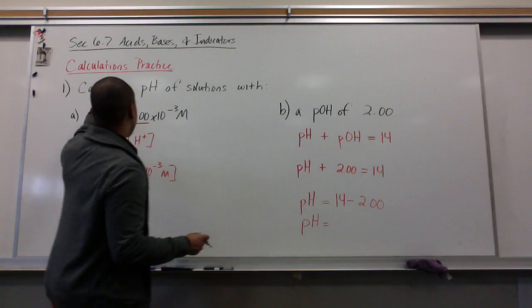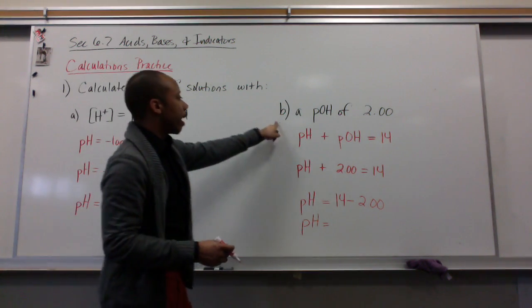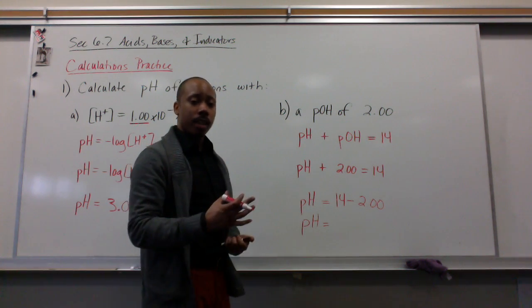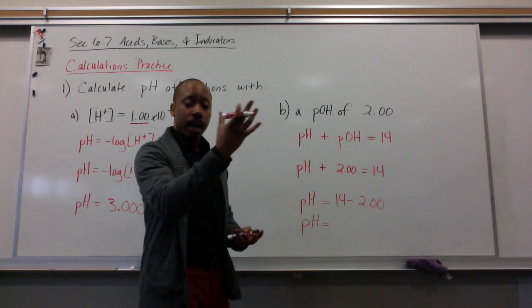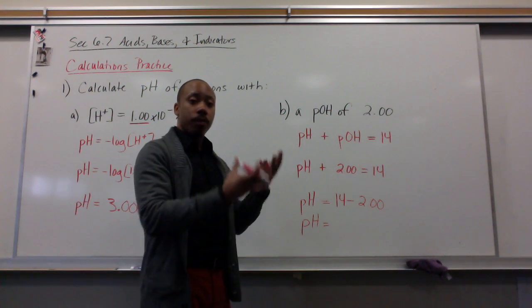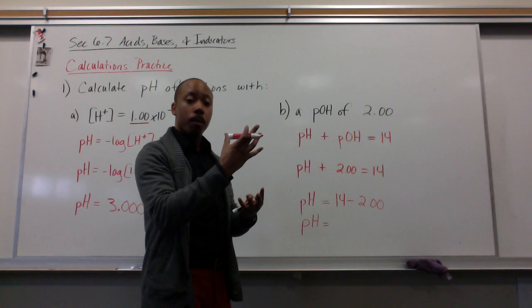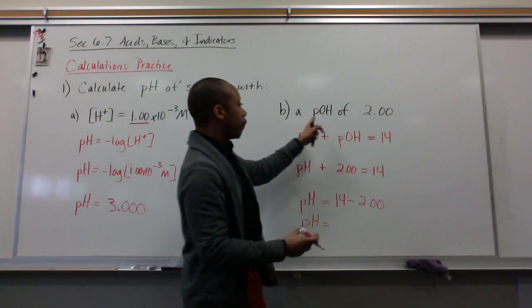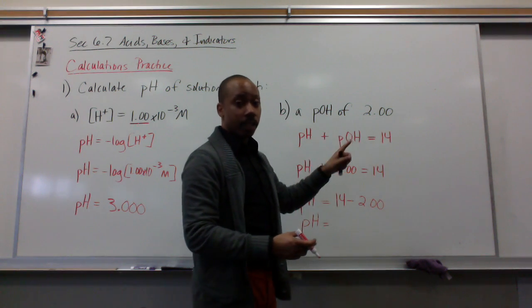Now B, calculate the pH of a solution with a pOH of 2. Now pOH is the power of hydroxide. In every solution you have H plus ions and hydroxide ions, OH minus ions. One of them is going to be in more abundance than the other, making the solution either basic or acidic. In this case, say I have a pOH of 2. This is not pH of 2, this is pOH.